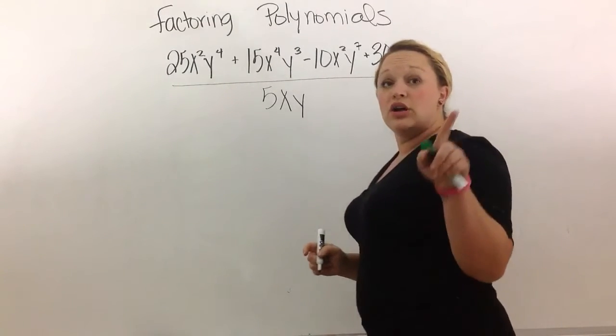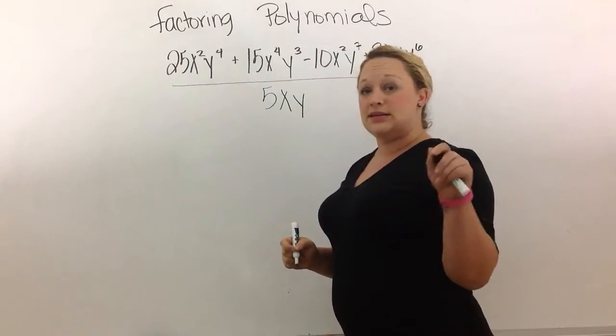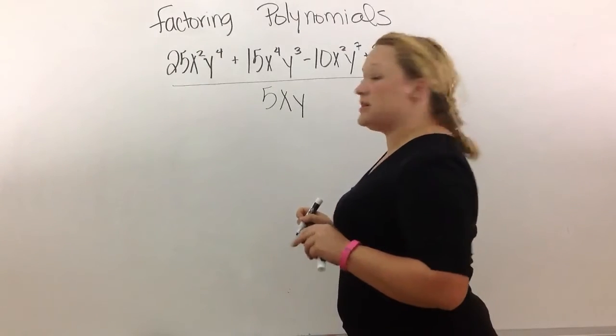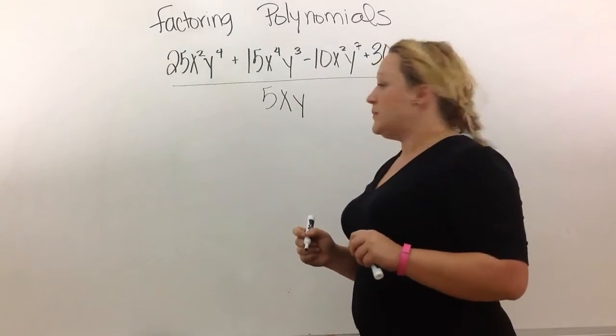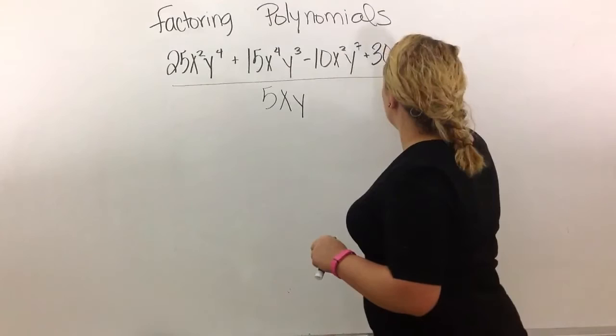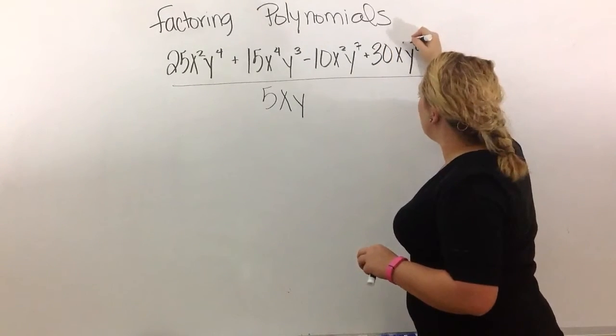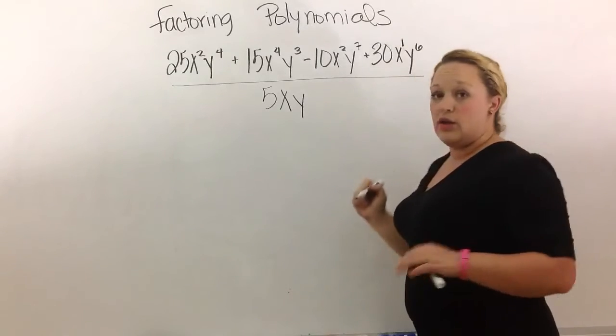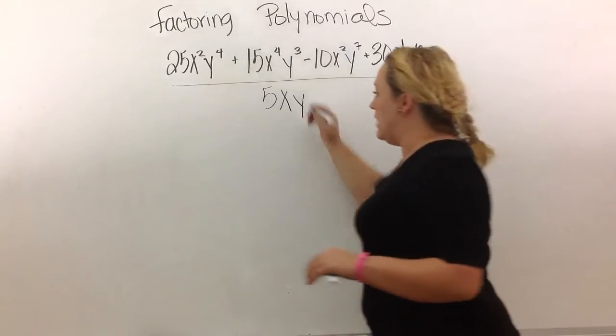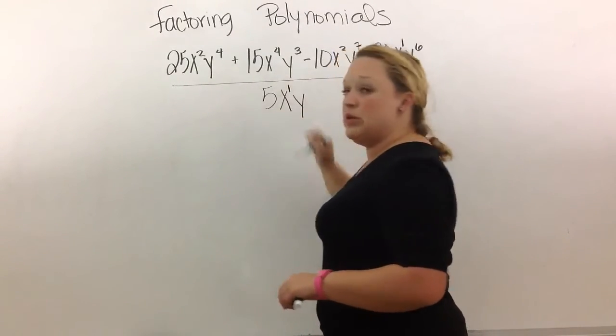So now we're going to look for the lowest X. What's the lowest X? Right here. Why is this the lowest X? If there's nothing next to it, we're going to put the number 1. So you look for the lowest exponent, and that's the variable that you can use.